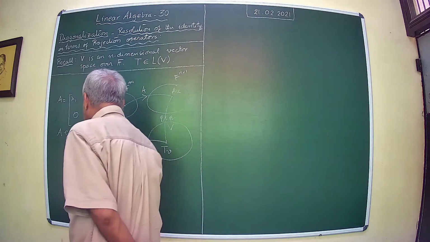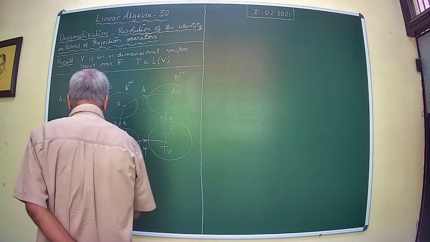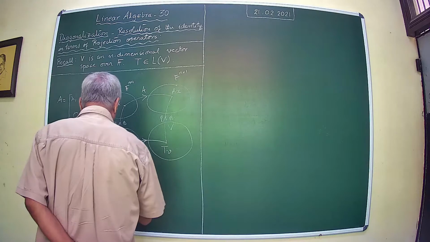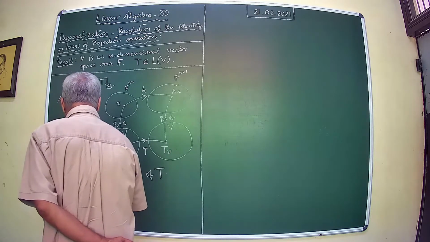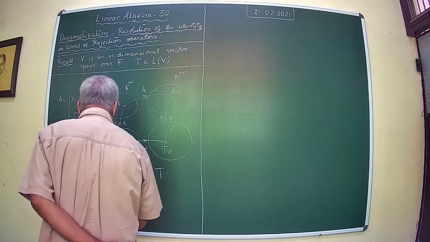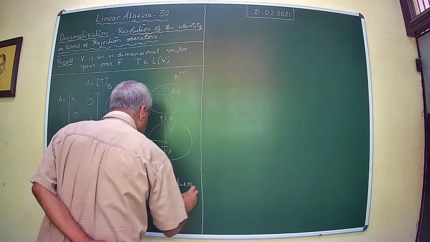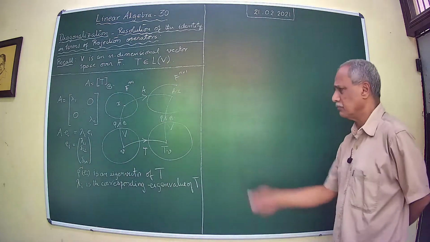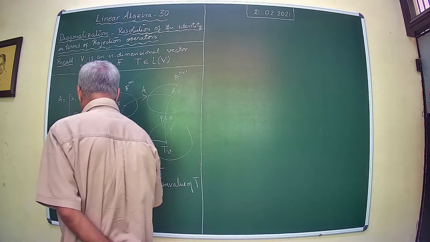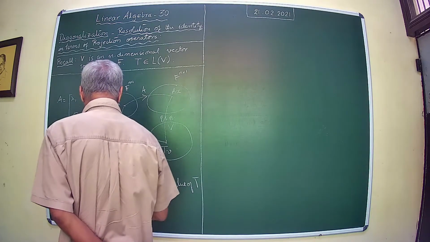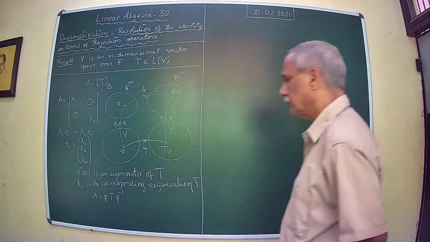then phi inverse of EI is an eigenvector of T, and lambda is the corresponding eigenvalue of this. We have already seen it. It's very easy to see because you know that after all, what is A? A is essentially phi inverse T phi. That is the relation between A and T.